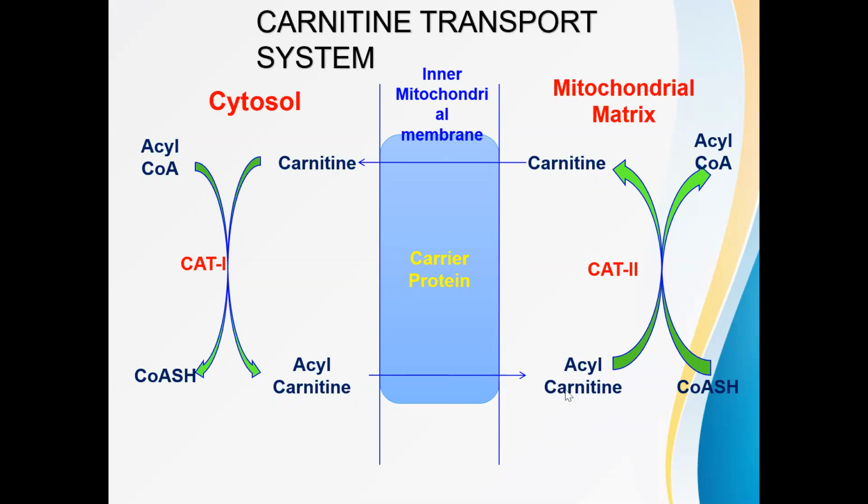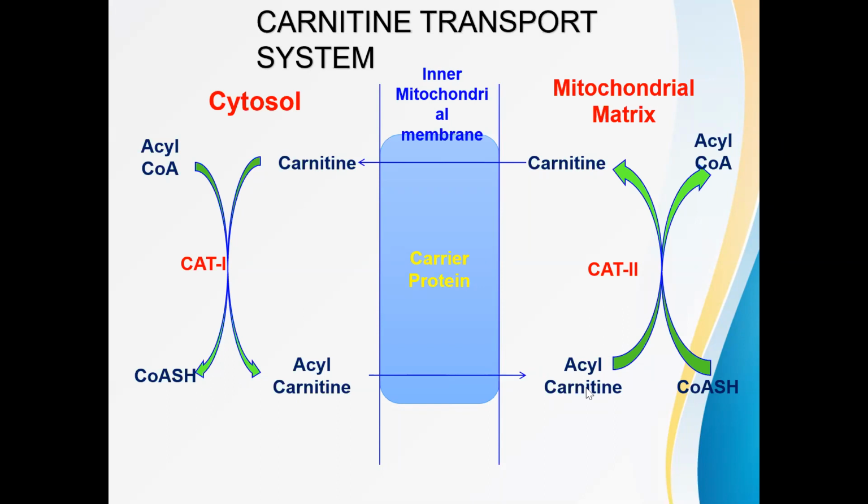And then in the mitochondrial matrix, this acyl carnitine is converted into acyl-CoA by combining with coenzyme A. The enzyme that catalyzes this reaction is carnitine acyl transferase 2. This carnitine acyl transferase 2 is present in the mitochondrial matrix, which is involved in the conversion of acyl carnitine to acyl-CoA, and carnitine is released. The released carnitine again gets into the cytosol and it will be reused in beta oxidation.